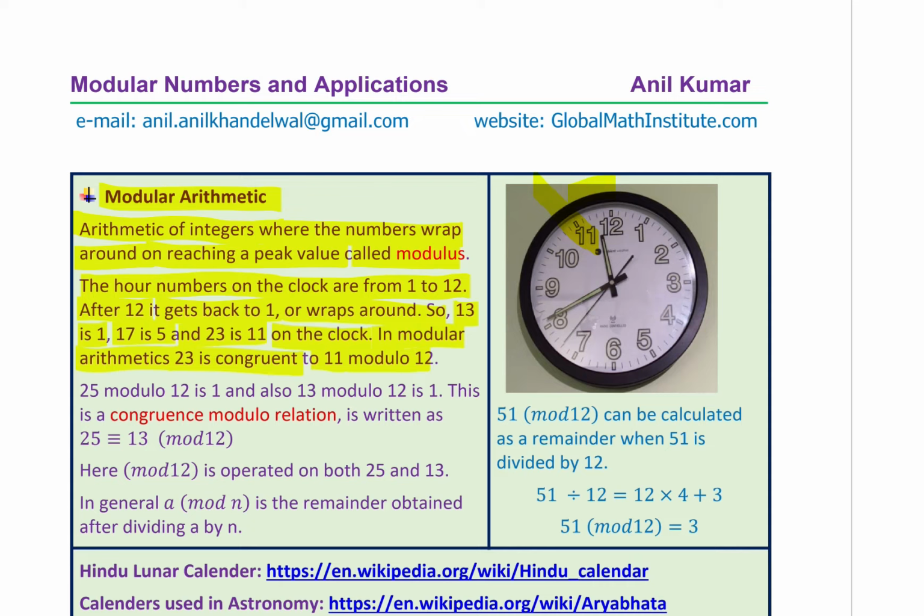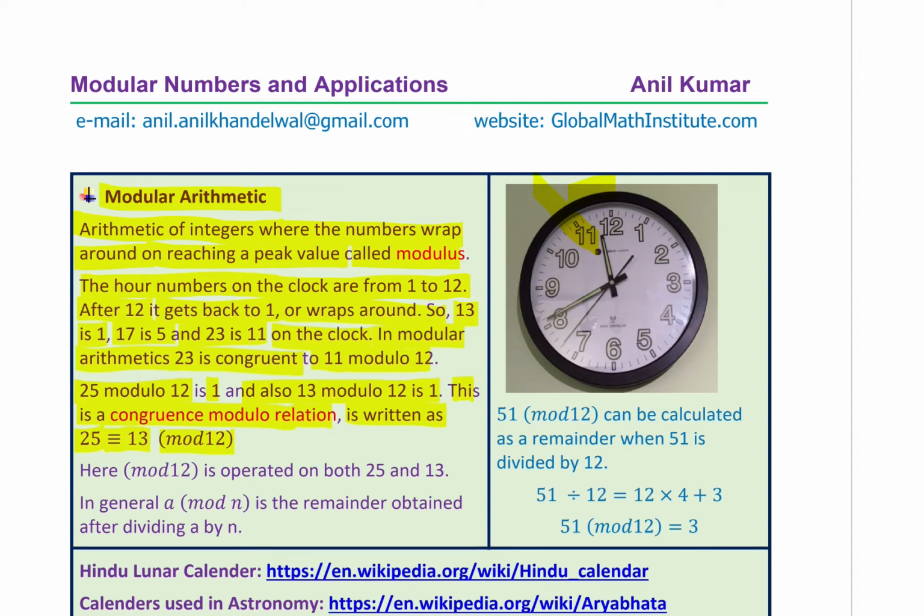So we can say 25 modulo 12 is 1, and also 13 modulo 12 is 1, right? When it is 13 hours, our hour arm will be at 1, and when it is 25 hours, even then the position of the hour arm will be at 1. So this is a congruence modulo relation, and it is written as 25 is congruent to 13 mod 12.